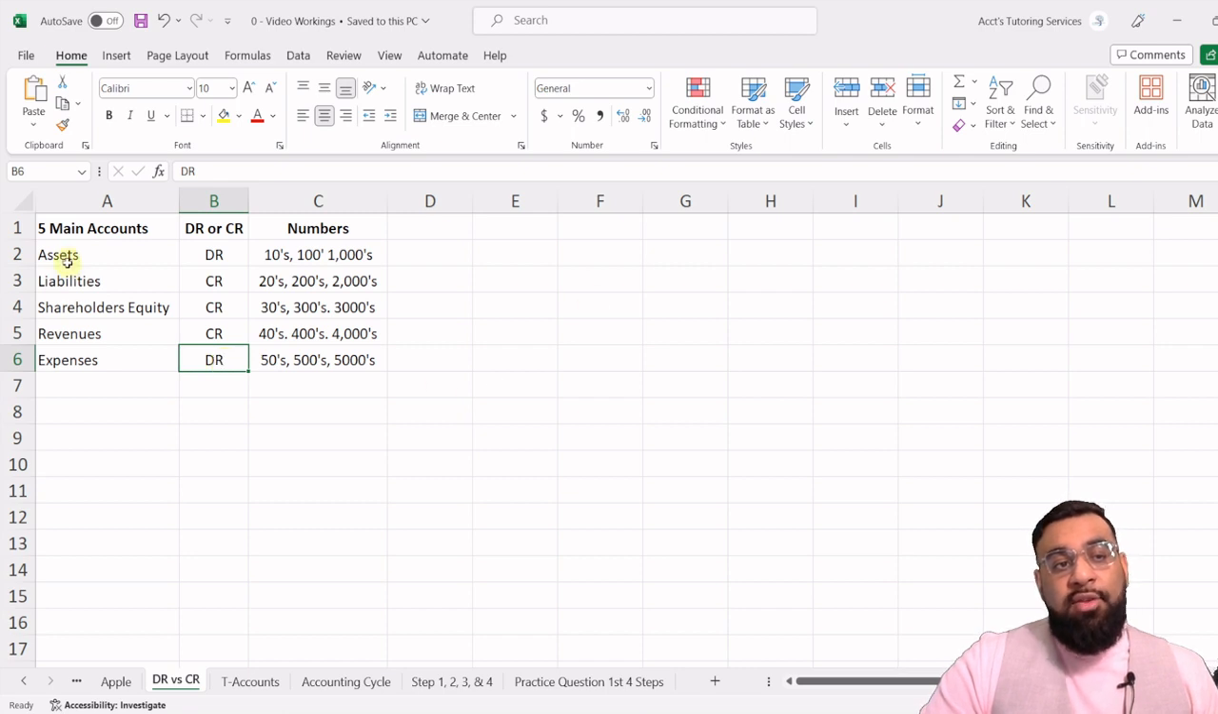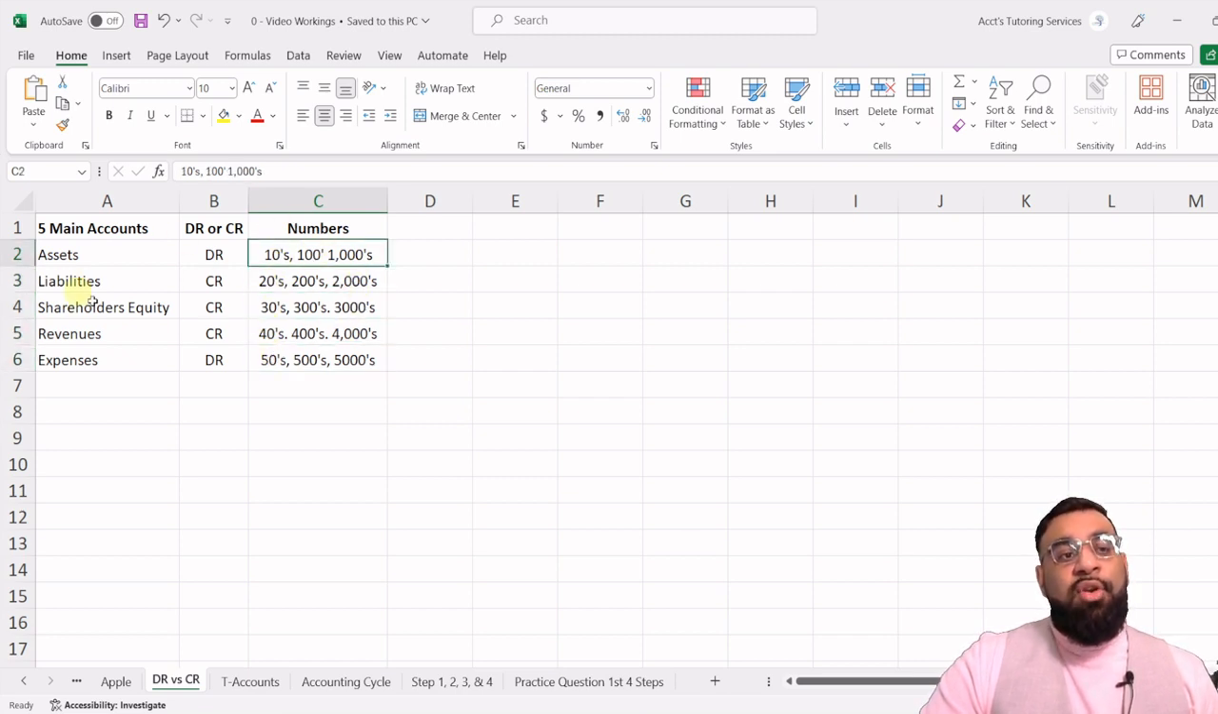And now we could even assign account numbers to the different assets. So for instance, all assets are either in the tens, hundreds, or thousands. So let's just say, for example, cash. Cash could be 11, 101, or 1001, depending on the company size. So if you're a bigger company like Apple, you'll most likely be in the thousands, whereas a smaller company could be in the 10s, 20s, 30s, 40s, and 50s.